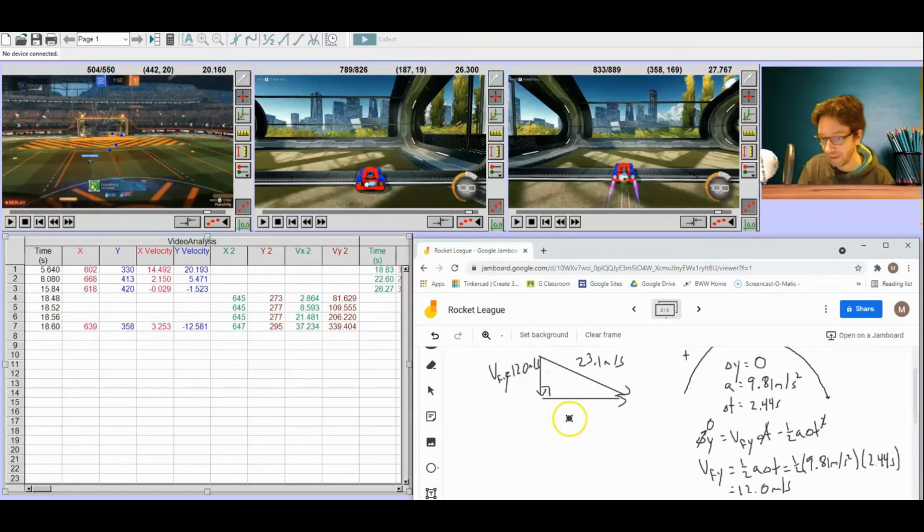So now, using the Pythagorean theorem, we can find out what our horizontal velocity is. Our horizontal velocity will be the square root of 23.1 squared minus 12 squared. And we get a horizontal velocity of 19.7 meters per second. All right, so now that we know it's moving horizontally at 19.7 meters per second, we can go ahead and figure out the size, or the diameter, of that ball.